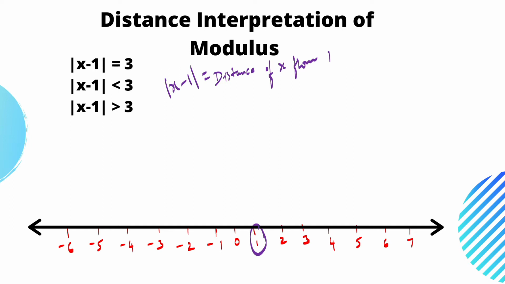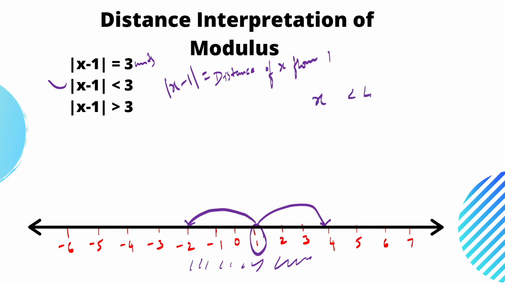So it can be from 1 to 4, because from 1 to 4 it's covering 3 units, right? It can also be from 1 to minus 2. In this case also it is covering 3 units. How can we represent the second case, where modulus of x minus 1 is less than 3? It is taking the range from minus 2 to 4, so x is less than 4 and x is greater than minus 2 for this case.